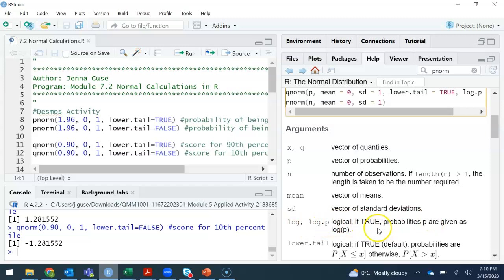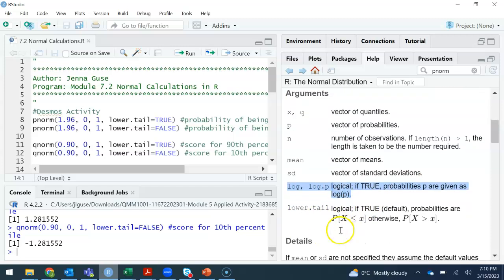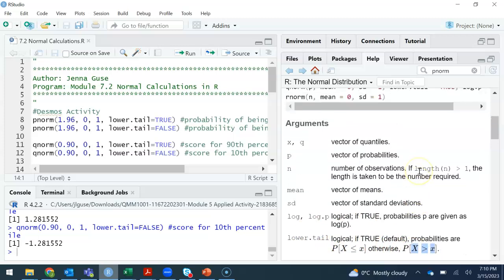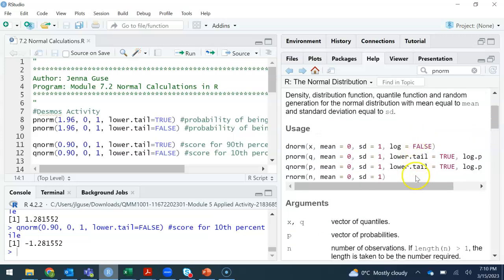Also, we have log and log.p that are true or false. If the probabilities are given as a log, we will not use this in our course. And finally, lower tail, true or false. If it's set to true, it means that your probability is always less than an amount given. So lower tail means less than by default. Lower, less, they match up. Otherwise, if it's set to false, you're finding probabilities greater than that number. By default, lower tail is set to true, so you're looking for values less than by default.